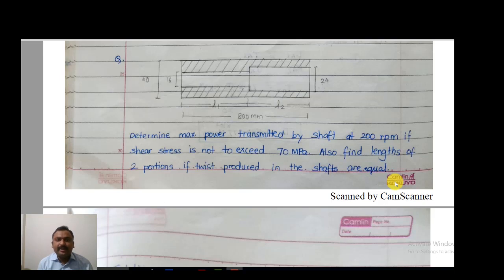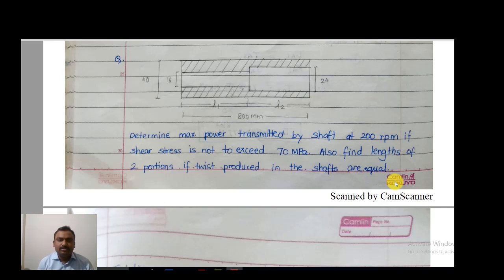There is a shaft having a drill hole of 16 diameter in the portion of L1, and there is boring done for a diameter of 24. The outer diameter of the shaft is 40 mm. The total length of the shaft is 800 mm. So this is the given question.